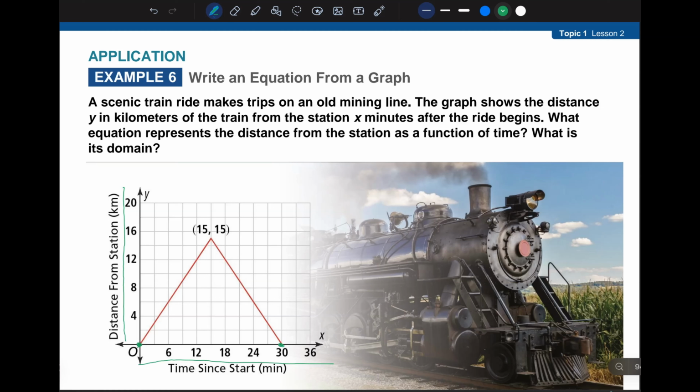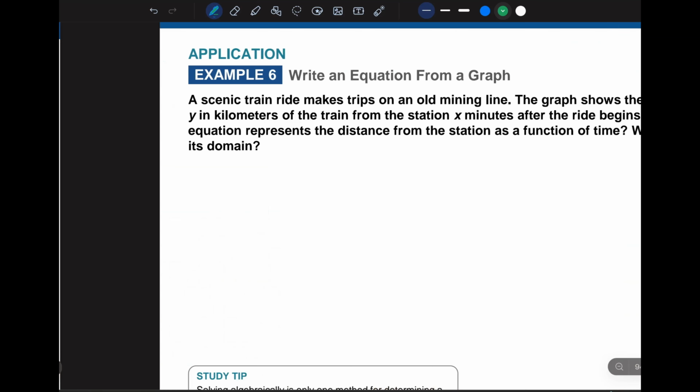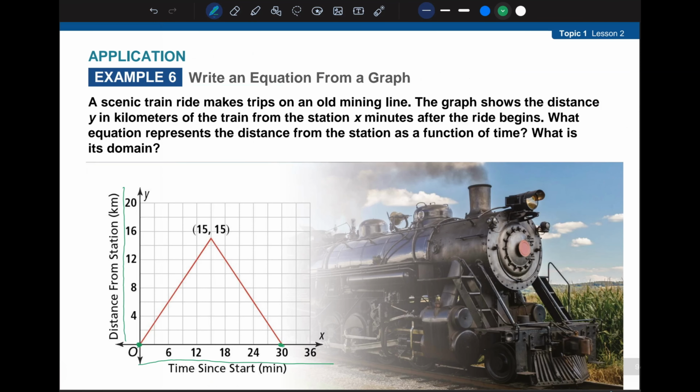Okay, so we need to write an equation for this graph. Now, I know that we have some sort of reflection in this graph from a normal absolute value. That's because absolute value starts at the center and comes up like this. So I know that somewhere along the way I'm multiplying by a negative. And since it's a reflection upside down, that means it was over the x-axis. So I know I need to multiply negative times my whole equation.